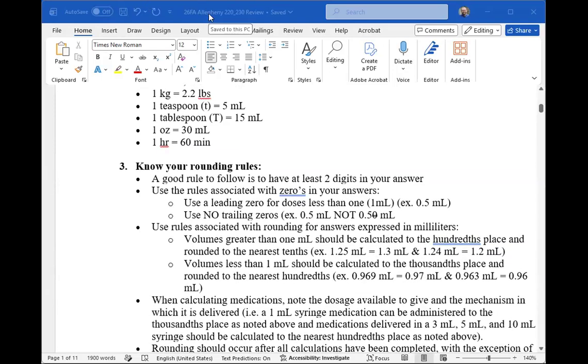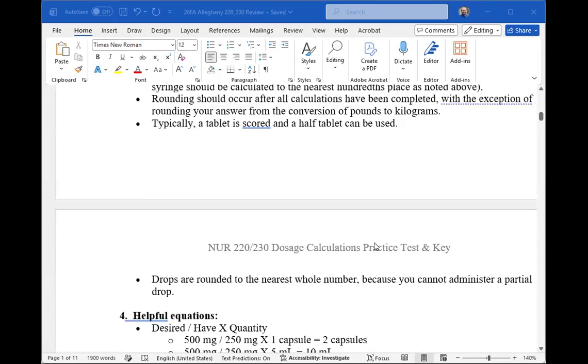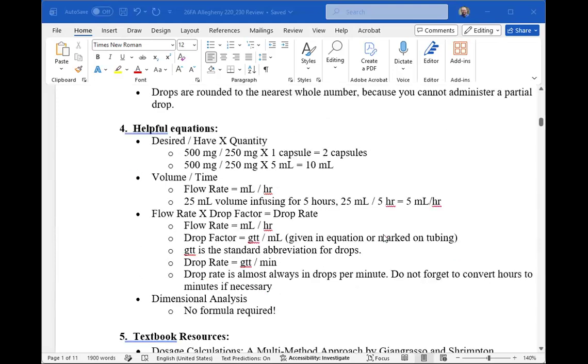The title of this does say 26 fall 220, 230 review, but it's the same review that I used in the spring. It's the same review I probably used last fall as well. And it should be the same review that you have in your packet. But if there's something different or if there's something missing, please let me know.